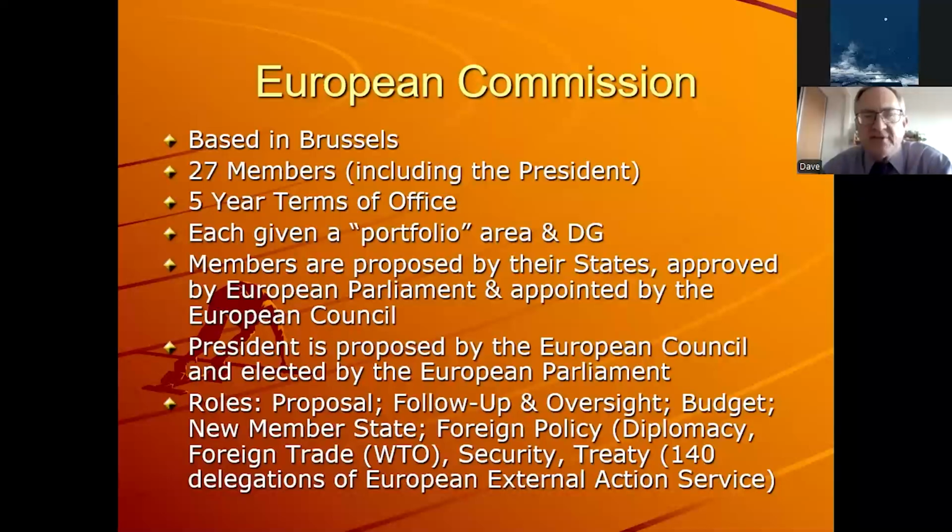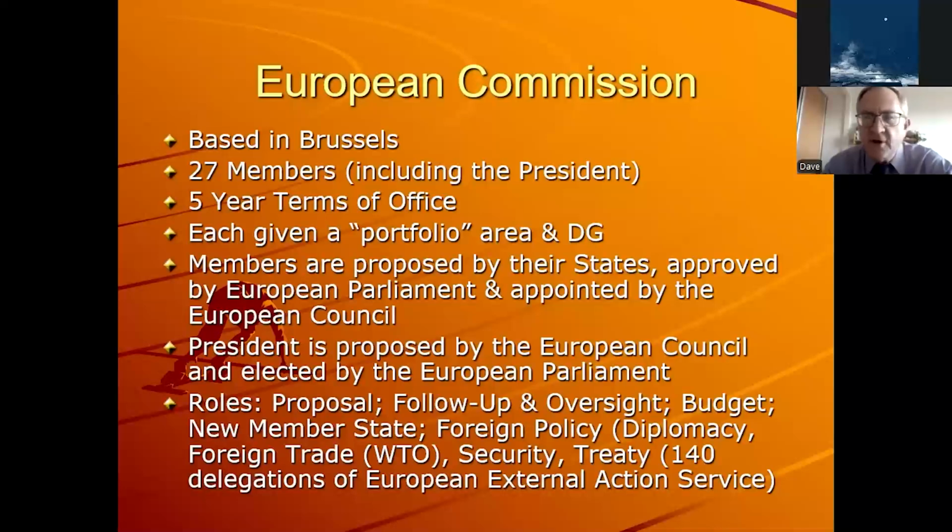Okay, so members, the commissioners are proposed by their states and approved by the European Parliament and then appointed by the European Council to be one of their members. The president, as I said here, is proposed by the European Council, the other members, and elected by the European Parliament. Now, what are the roles of the European Commission?